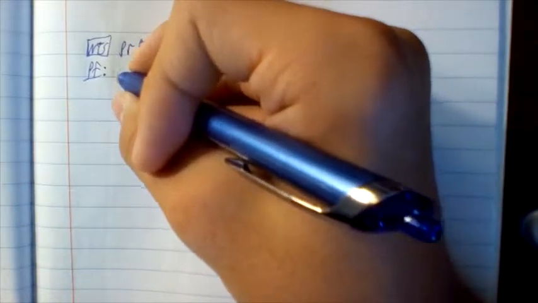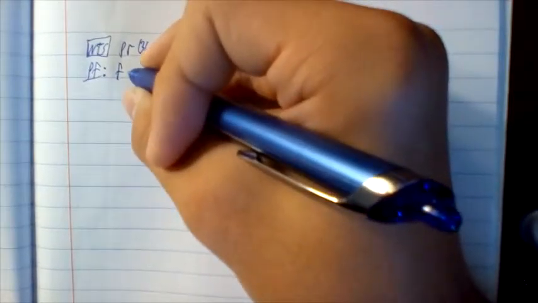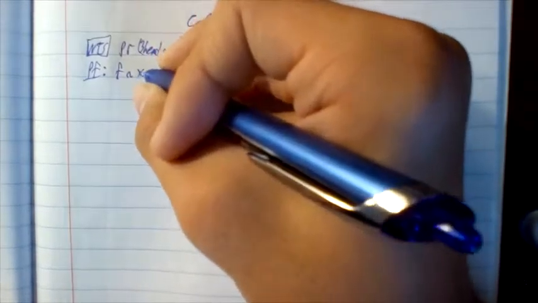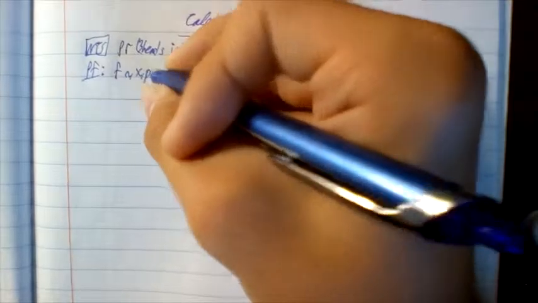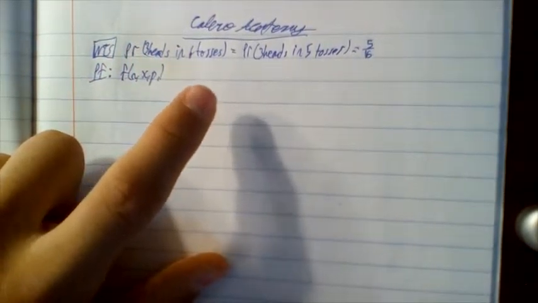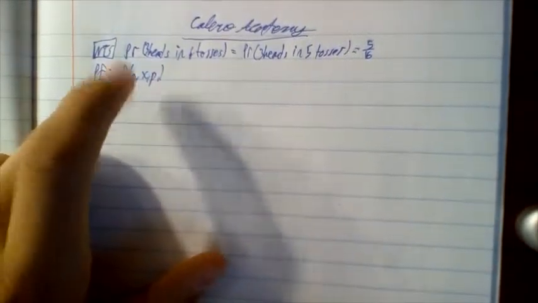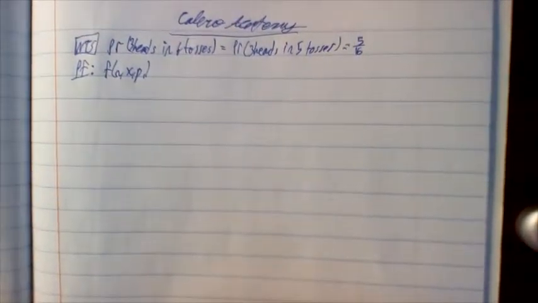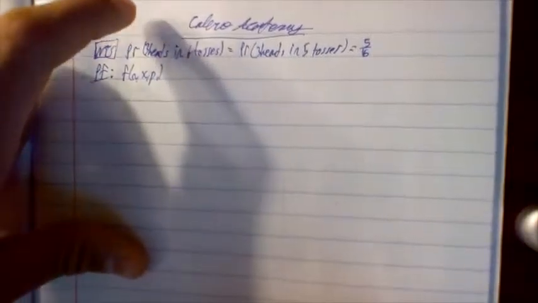Let's remind ourselves of what the binomial PDF looks like. It is f of n, x, and p, where n is the amount of trials we're doing, x is the amount of successes we want to see in those trials, and p is the probability of getting a success in those trials. So, let's show that this guy is equal to 5/16, and so let's plug in.